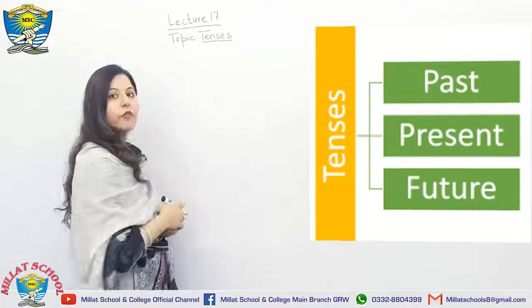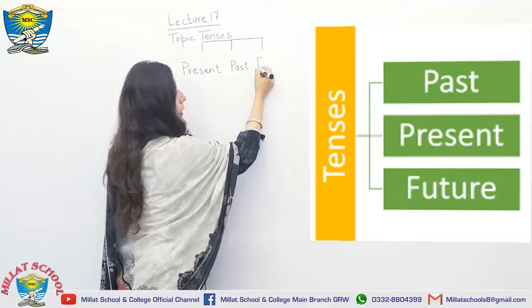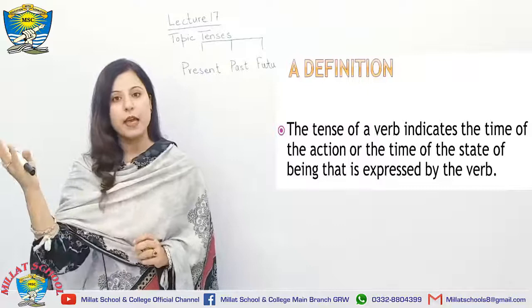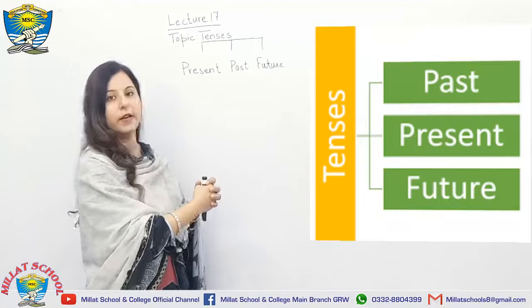Present, past, and future. But what do you mean by the word tense first? It is when we talk about a specific time or era or the duration of that time, that is your tense. This is a time description. So the time description is tense. So how many time descriptions are there? There are three types of time descriptions: present, past, and future.